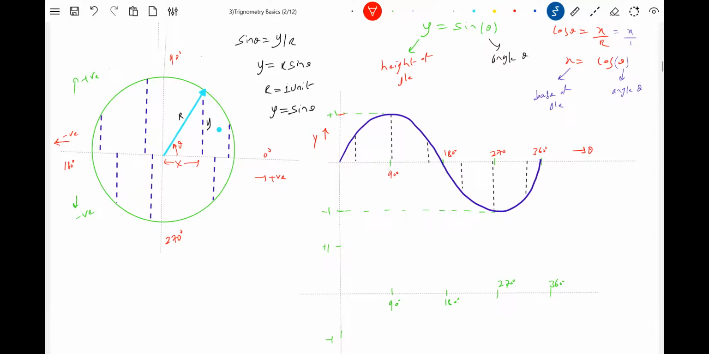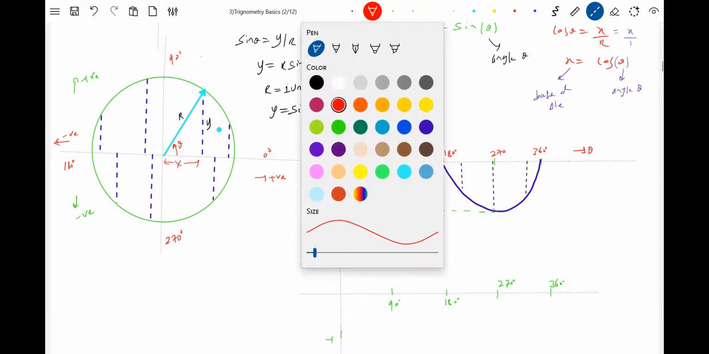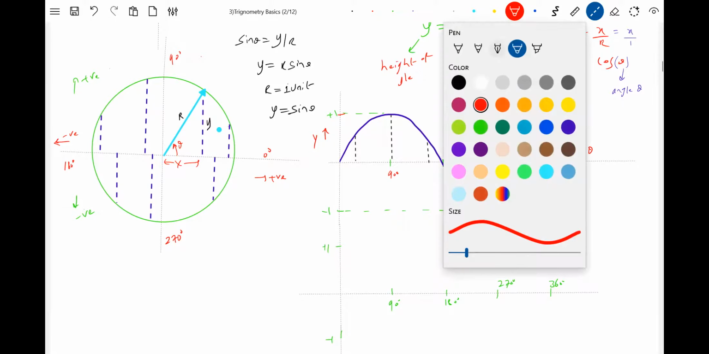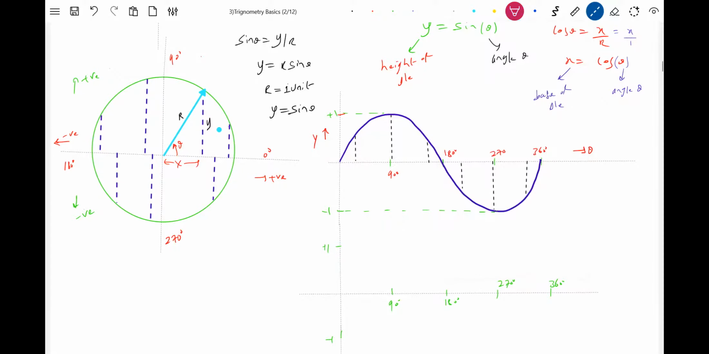The red color. I'll use some maroon color, so look at this. For different positions, the value of x is going to change. So earlier it was here, now it will be here. So for this position, this is x. For this position, this is x. Next again, x will become negative.